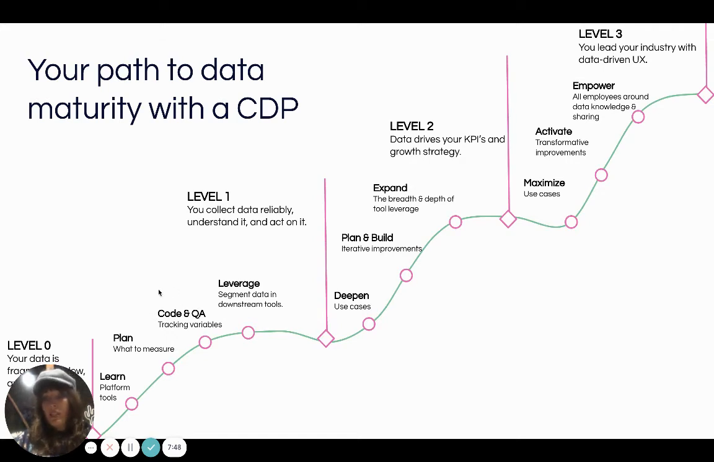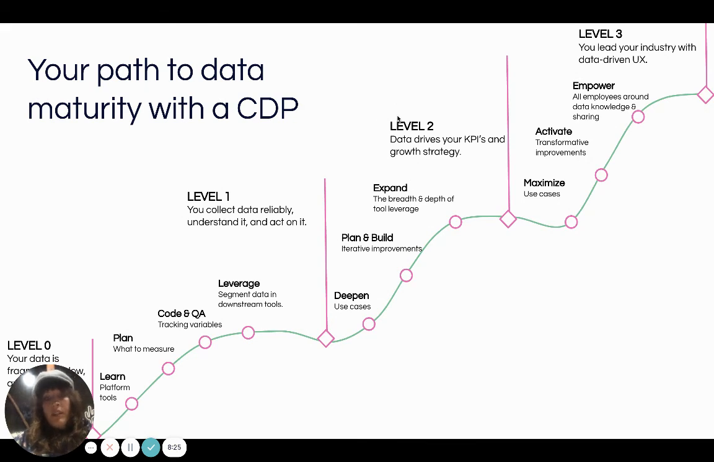The next stage is to actually figure out how to track all of those variables, code all of the tracking across your web app, your mobile application, website, so that the event information is coming into your system. Then you want to leverage that information after you're getting it tracked effectively so that you can segment it and utilize it in some of those downstream tools, like I pointed to in the slide before, some of those other marketing outlets. And level 2, here your data should be driving your KPIs and your growth strategy.